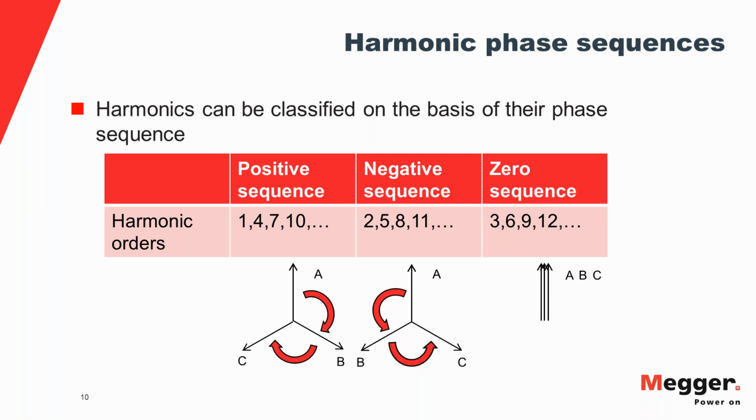Now, based on their phase relationships, the harmonics can be classified under these 3 categories. The fundamental, 4th, 7th, 10th, 13th, and so on and so forth, these harmonic orders fall under positive sequence. 2nd, 5th, 8th, 11th, 14th, these are all negative sequence harmonics. And the multiples of the 3rd harmonic, 3rd, 6th, 9th, 12th, these harmonics fall under the zero sequence harmonics.